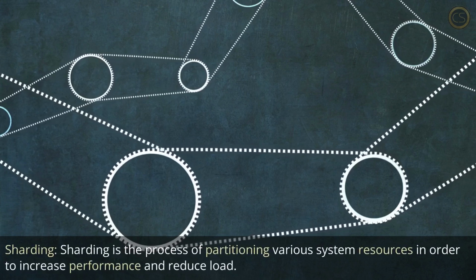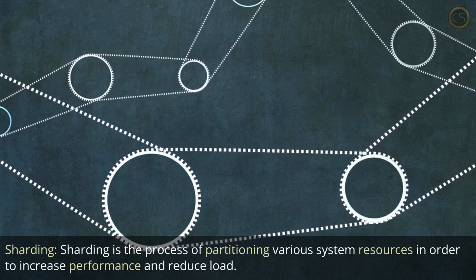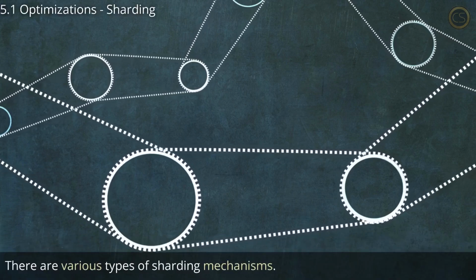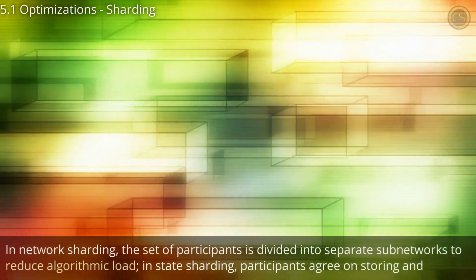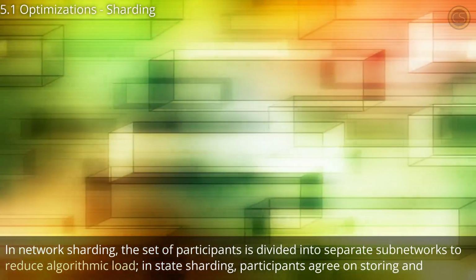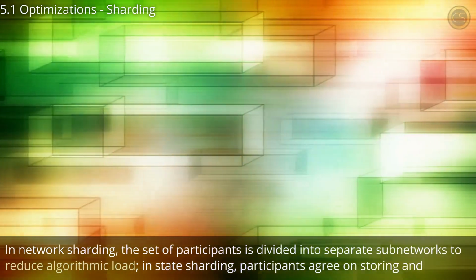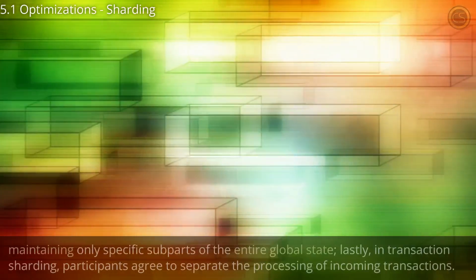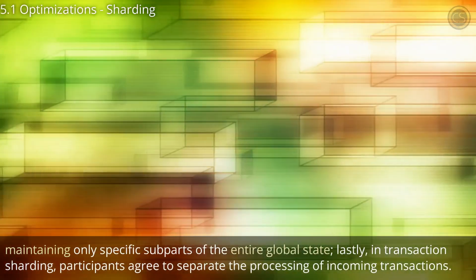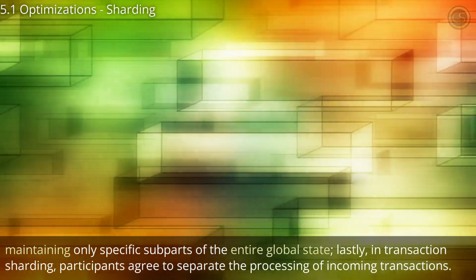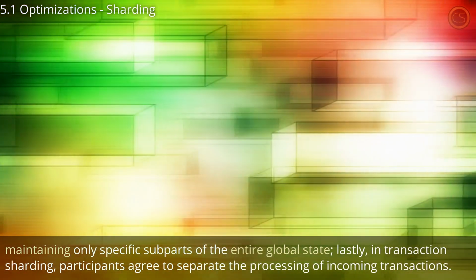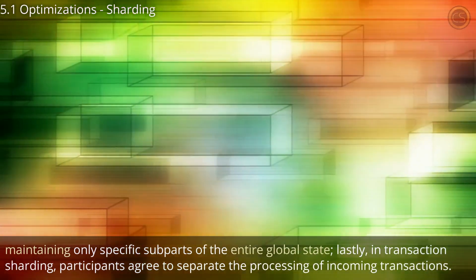Sharding. Sharding is the process of partitioning various system resources in order to increase performance and reduce load. There are various types of sharding mechanisms. In network sharding, the set of participants is divided into separate subnetworks to reduce algorithmic load. In state sharding, participants agree on storing and maintaining only specific subparts of the entire global state. Lastly, in transaction sharding, participants agree to separate the processing of incoming transactions.